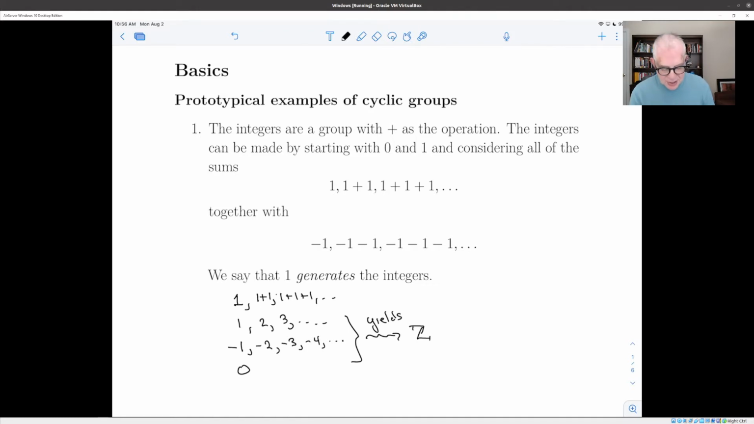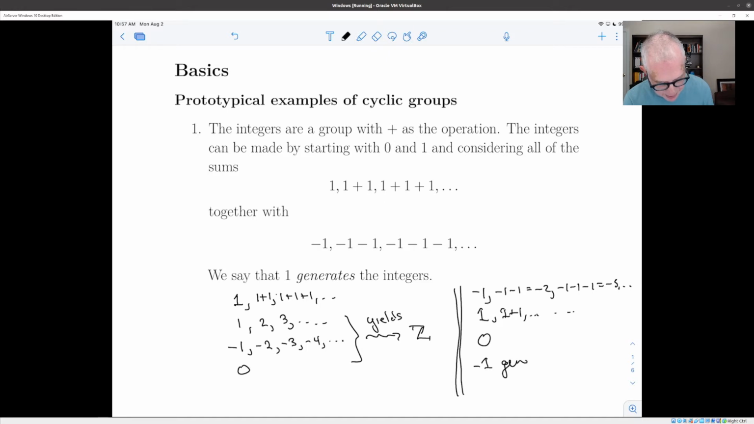Now, incidentally, just as a side remark, the number -1 also generates the integers, because if you start with -1 and add it to itself a bunch of times, and also take the additive inverse of -1 and get 1, and then add it to itself a bunch of times, and then add -1 and 1 together, you get 0. So all of the integers come up that way. So it's also true that -1 generates the integers.